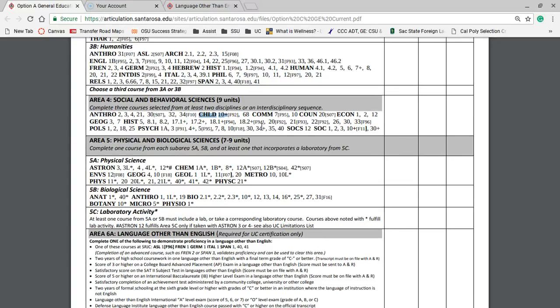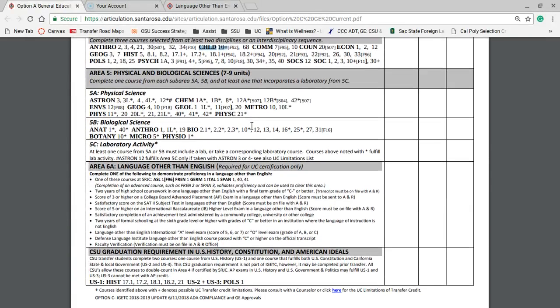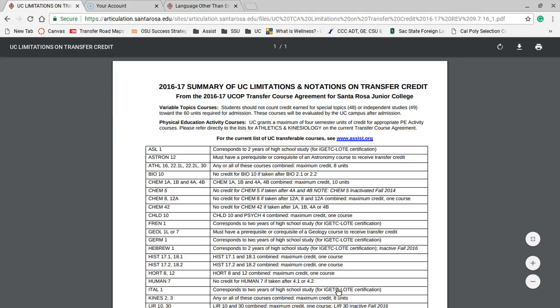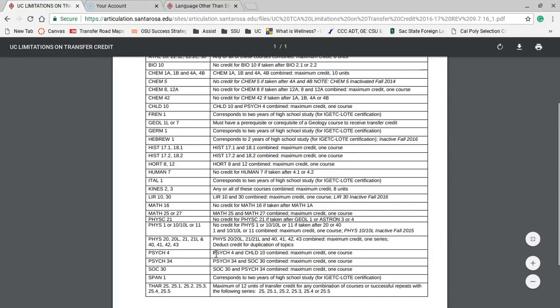If you see that you're taking a class with a plus sign, you want to know what that rule is. So you can come into counseling, or you could do a little bit of research on your own on Assist. And it looks like Kate has a link here for the UC limitations. So if we go to that Psych 4 and Child Development 10 combined, maximum credit 1 course. So you could do that research yourself, and then come in and ask a counselor if you have questions.